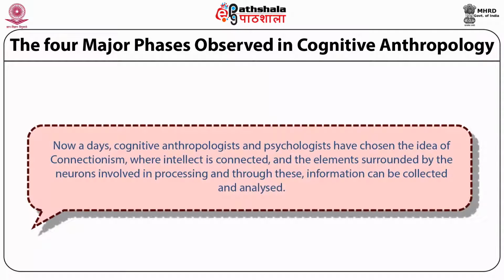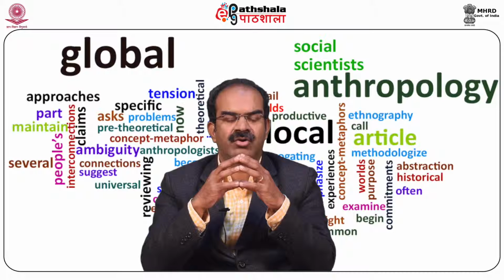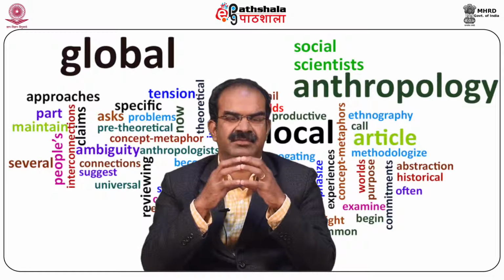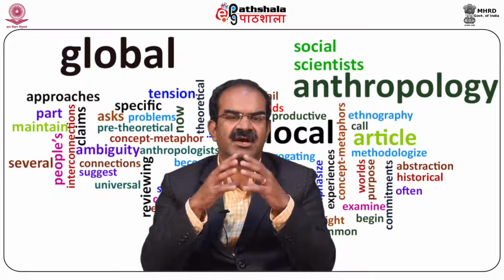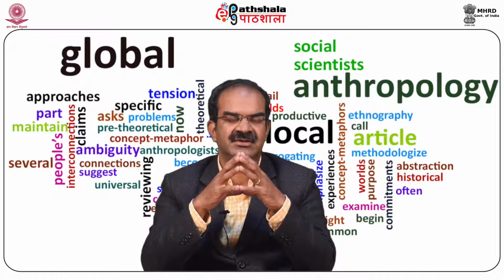Now, taking these two classical concepts, today we call it connectionism. So what is connectionism? It is where the intellect is connected, that means the thought, the cognition, and the elements surrounded by the neurons at a biological level, where the information is collected, processed, and analyzed at a neurological level. Conklin basically has been much referred to even in ecological anthropology, which is about how people categorize.